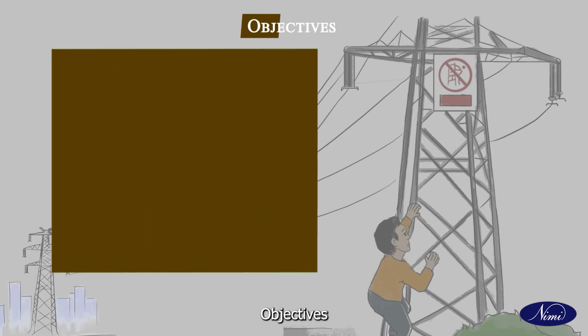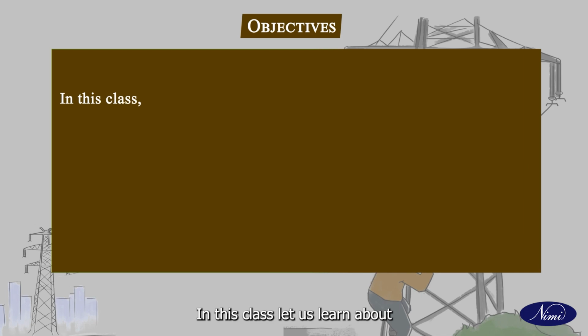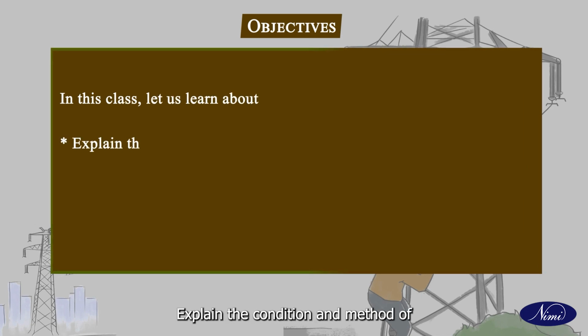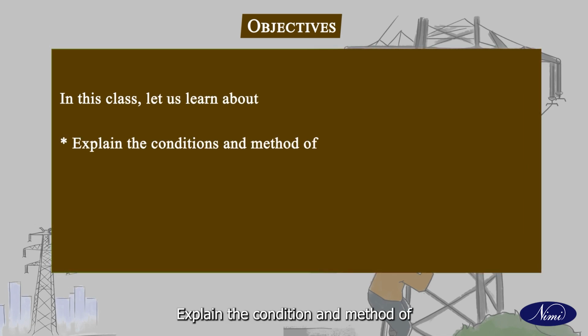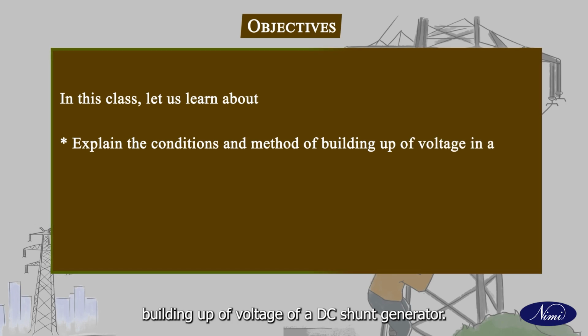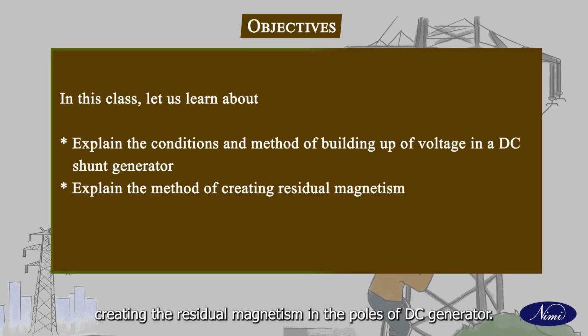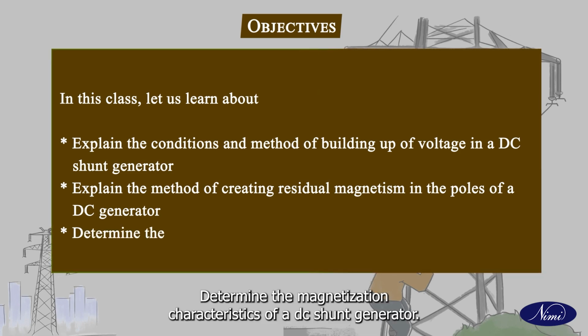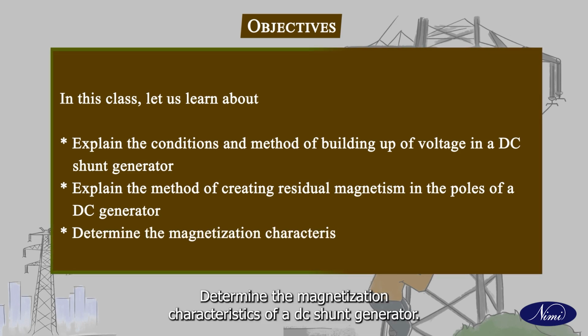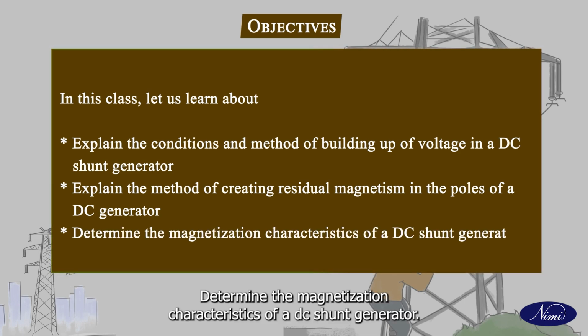Objectives. In this class, let us learn to explain the condition and method of building up of voltage of a DC shunt generator, explain the method of creating the residual magnetism in the poles of a DC generator, and determine the magnetization characteristics of a DC shunt generator.